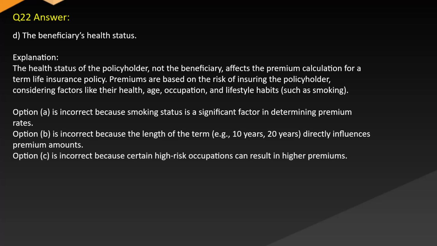Option B is incorrect because the length of the term, e.g., 10 years, 20 years, directly influences premium amounts. Option C is incorrect because certain high-risk occupations can result in higher premiums.